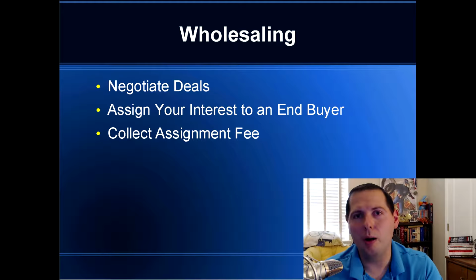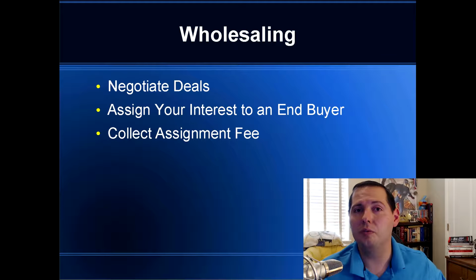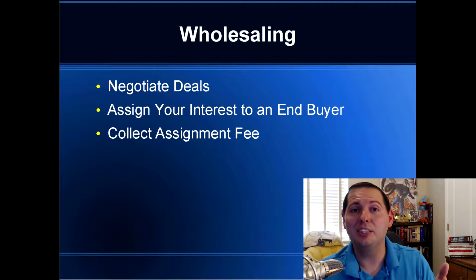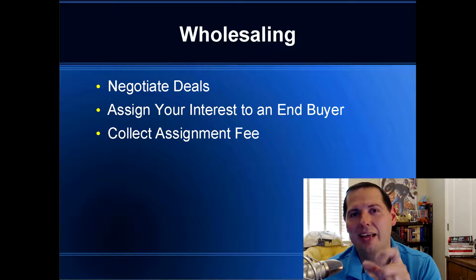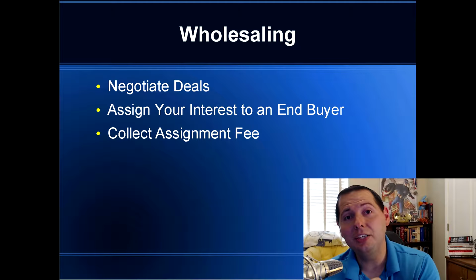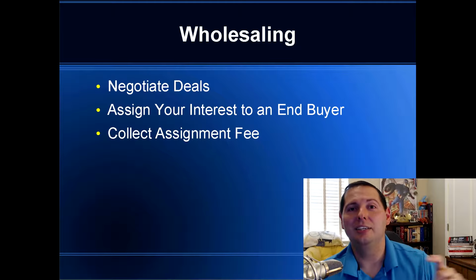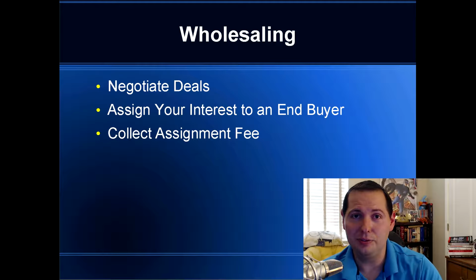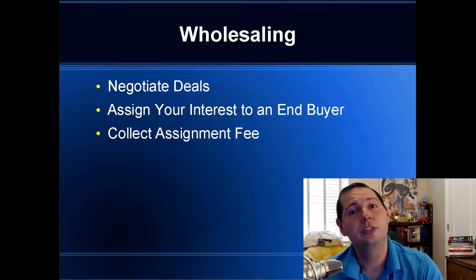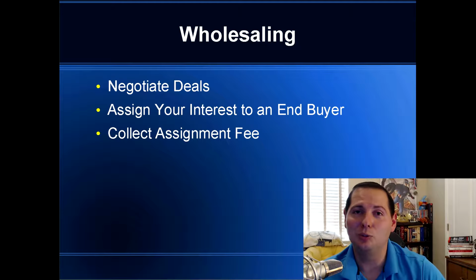You want to check out the property, make sure that it's in decent enough shape or that there's no obvious things wrong that you haven't accounted for in your deal. And you basically sell the right to buy the property to your end buyer. And that's really what you end up doing. That act of selling the opportunity to purchase is collecting an assignment fee. You assign your rights to that purchase of the property to your end buyer. And that's what you're compensated for.